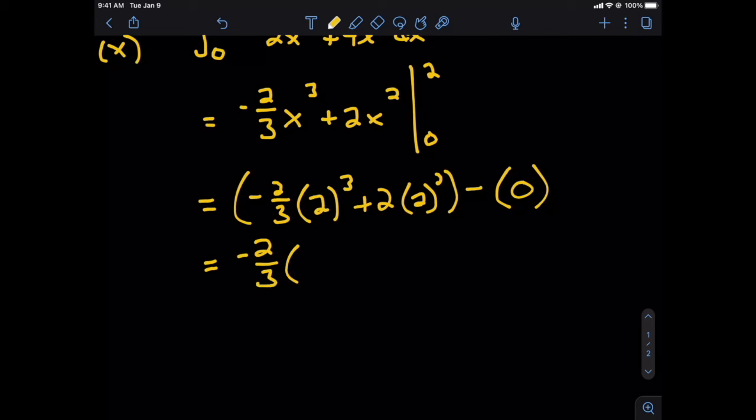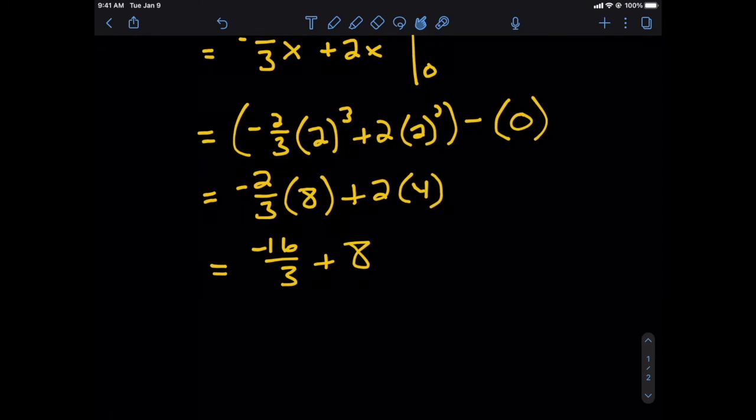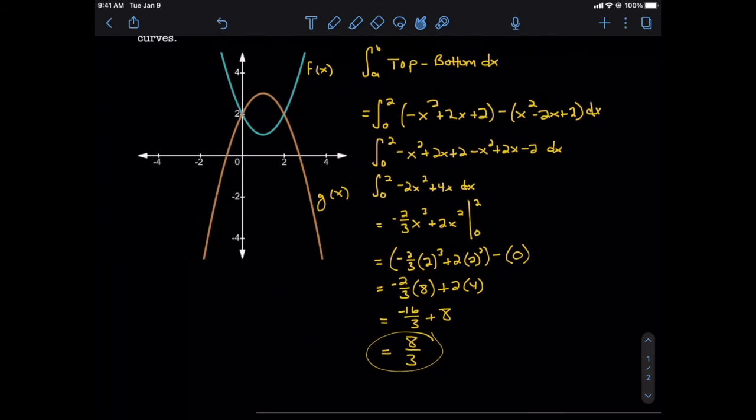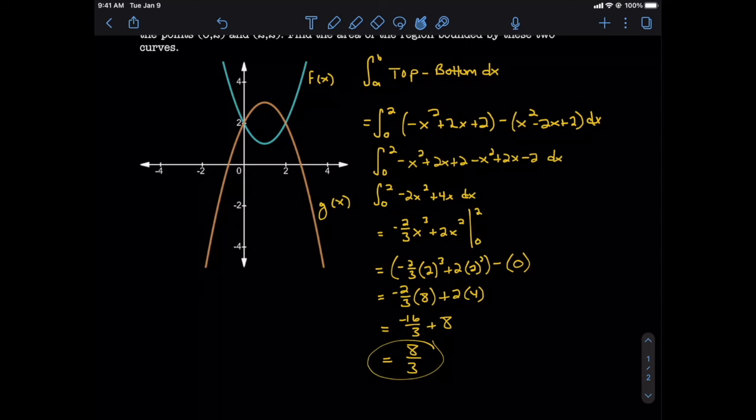Now, 2 to the third is equal to 8. And then in our second part here, 2 to the second is 4. Evaluating these is going to give us negative 16 thirds plus 8. Don't be scared by the fractions. Watch this. 8 times 3 is 24, minus 16 gives us, drum roll please, 8 over 3. Oh, we did it! We found the area between the two curves. It's 8/3 square units. So you see, that wasn't too hard.